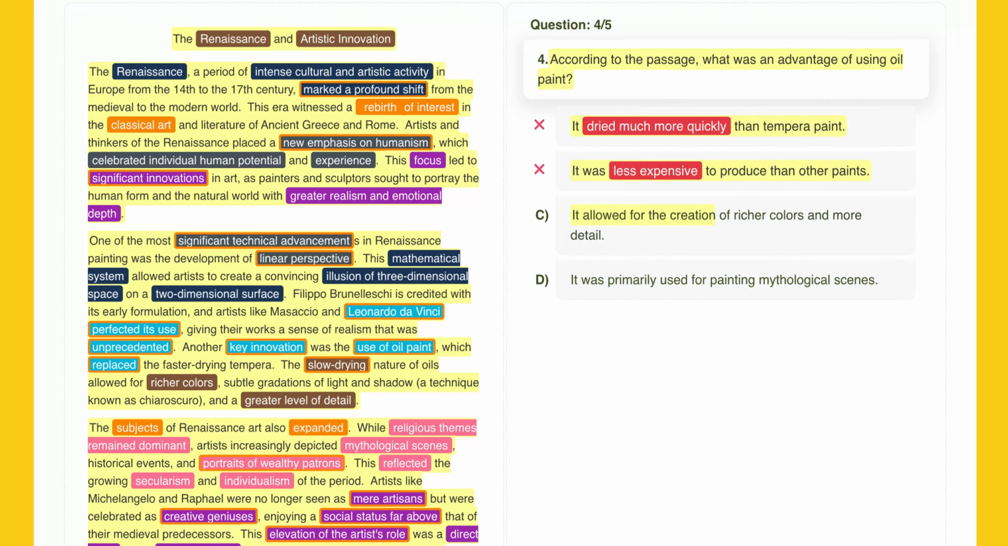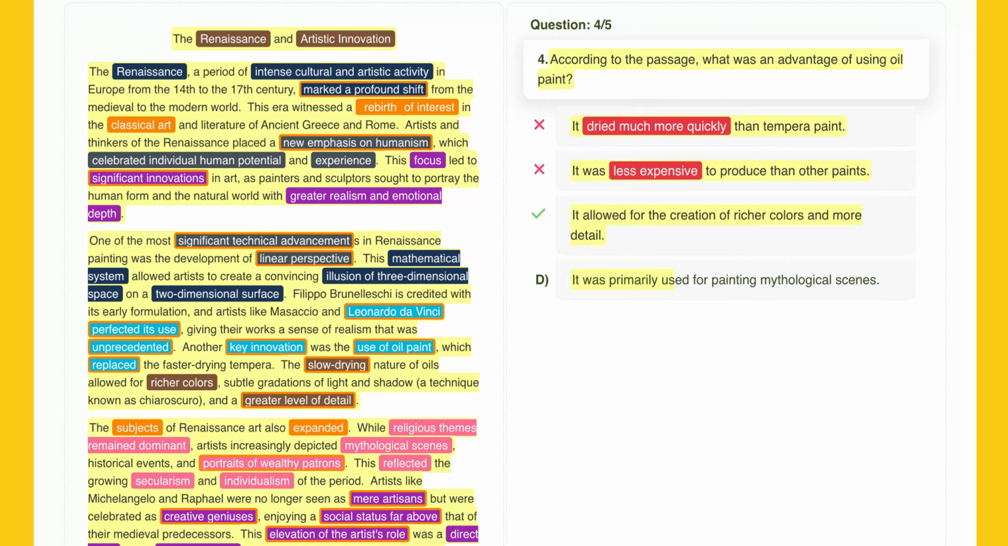It allowed for the creation of richer colors and more detail. This is exactly what the text says. Sentence 5 in paragraph 2 says oils allowed for richer colors and a greater level of detail. This option matches the passage perfectly. Correct. Finally, let's check option D.